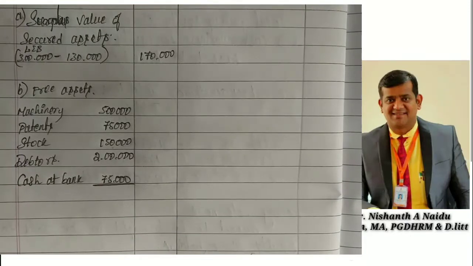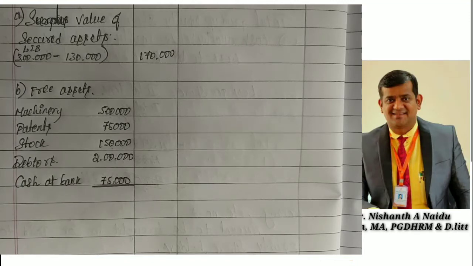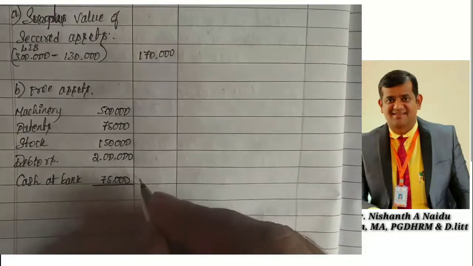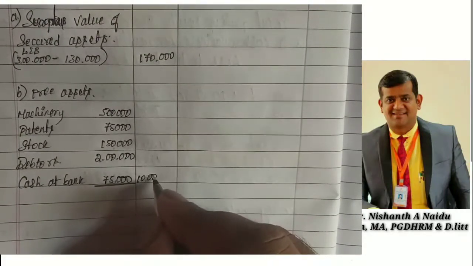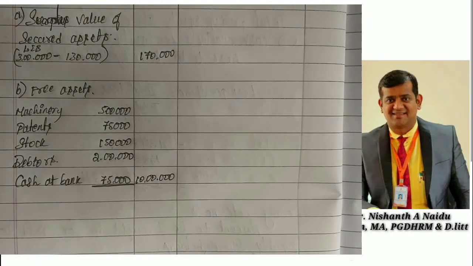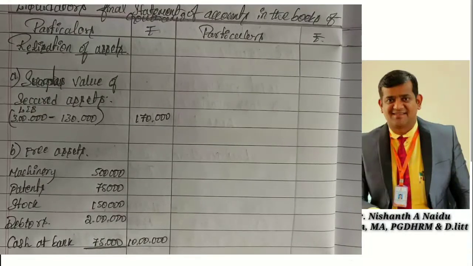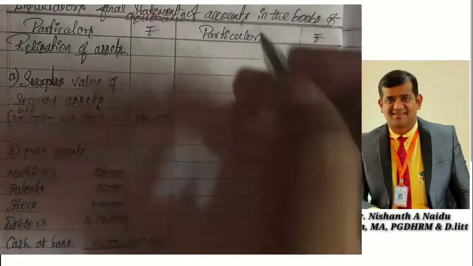$75,000. Now total it. 5 lakh rupees plus 75,000 plus 1,50,000 plus 2 lakh plus 75,000. So put together 10 lakh rupees. So I got the value of all the assets realized, 10 lakh rupees. So that's all in the debit side of the liquidator's final statement. So let us move to the credit side.